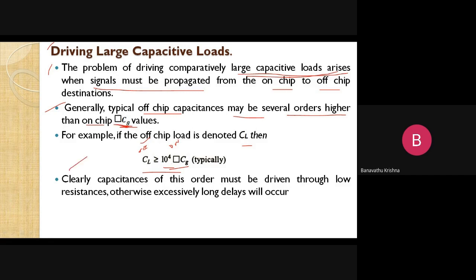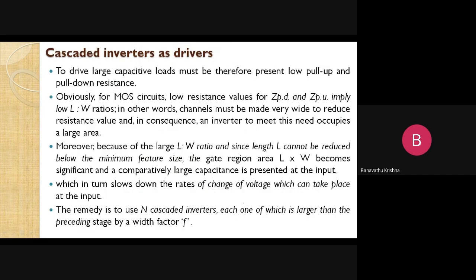Okay. So clearly the capacitance of this order must be driven through a low resistance path. Here we want to drive such a load capacitance, so we want to maintain a low resistance path across these pull up and pull down devices. Otherwise, excessively large delays will occur across these chips, right? In the first point, the problem we are facing is that off-chip loads require a very large amount of time to be charged across the particular device.